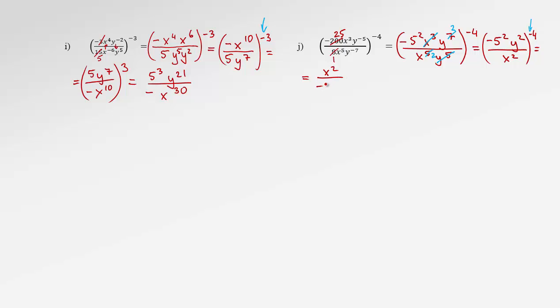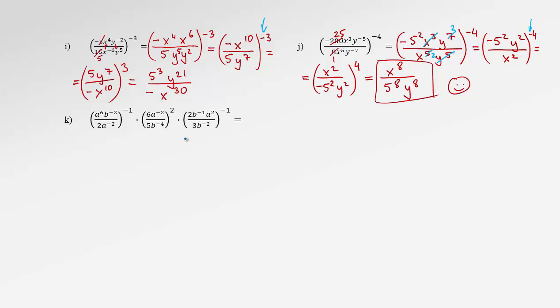X squared over negative 5 square y square, and then everything is still raised to the 4. Okay, let's deliver the 4. X squared to the 4 is x to the 8. Multiply powers. Negative to the 4 becomes positive, and 5 squared to the 4 becomes 5 to the 8. Finally, y squared to the 4 is y to the 8. That's our final answer. Did you get the same? If yes, that's wonderful. If not, look for an error and fix it.